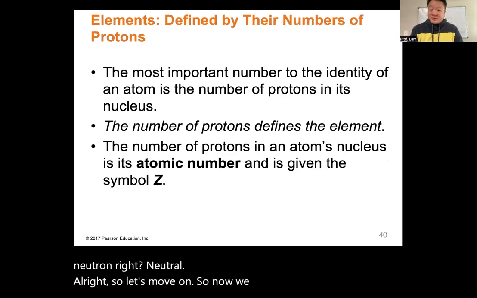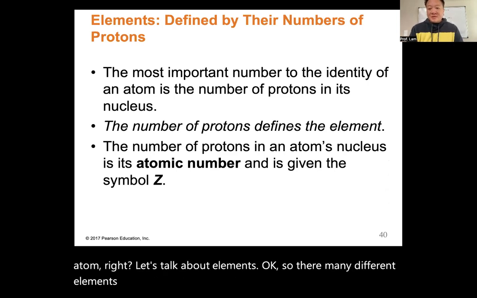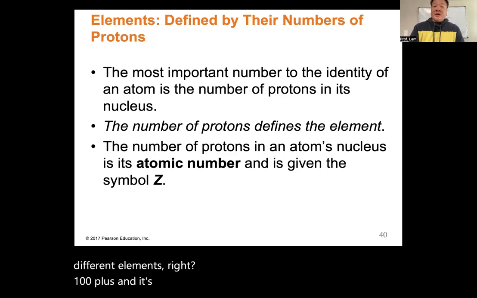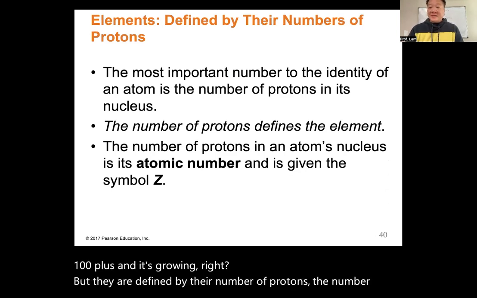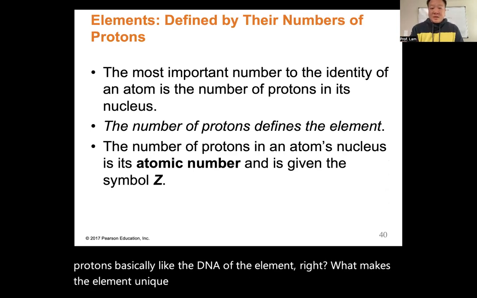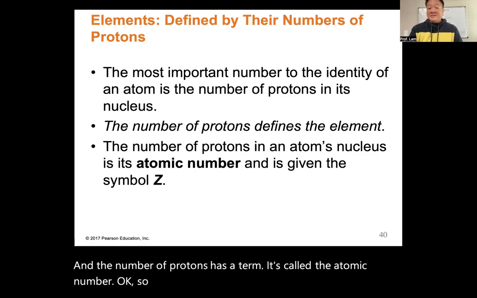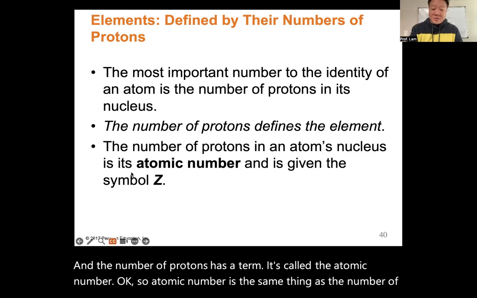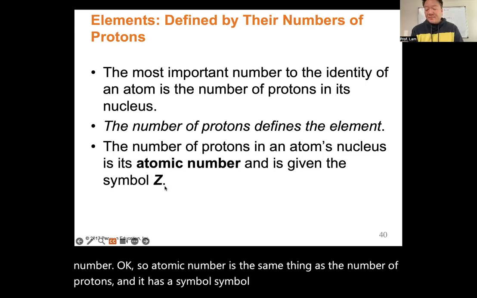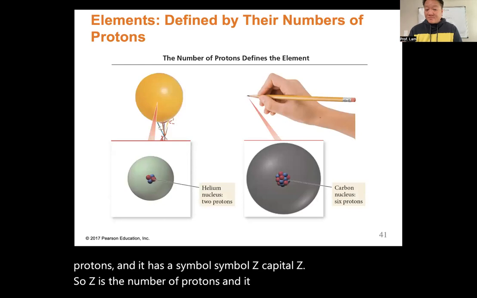So now we know the anatomy of the atom, right? Let's talk about elements. Okay. So there are many different elements, right? 100 plus, and it's growing, right? But they are defined by their number of protons. The number of protons is basically like the DNA of the element, right? What makes the element unique. Okay. And the number of protons has a term. It's called the atomic number. Okay, so the atomic number is the same thing as the number of protons, and it has a symbol Z, capital Z. Okay, so Z is the number of protons, and it defines the atom, right?